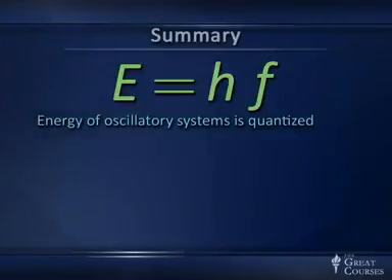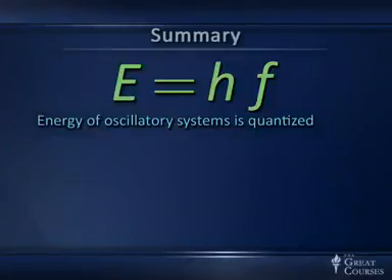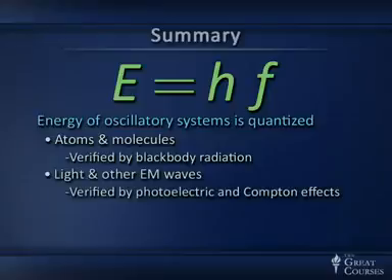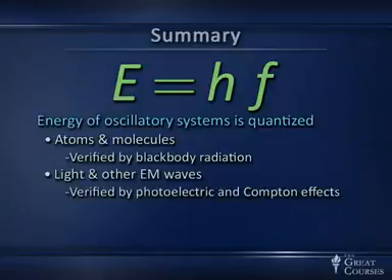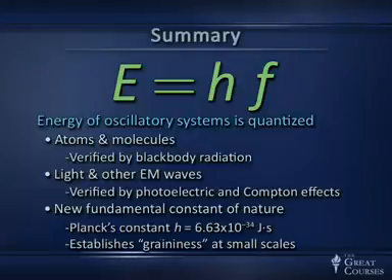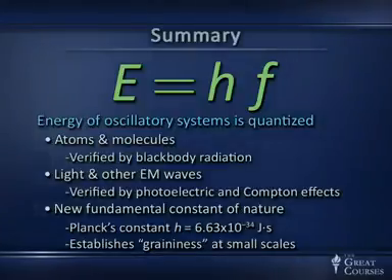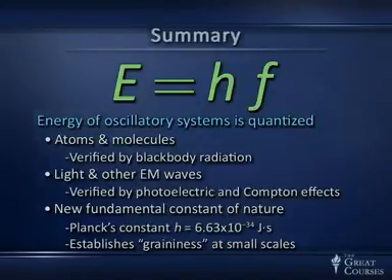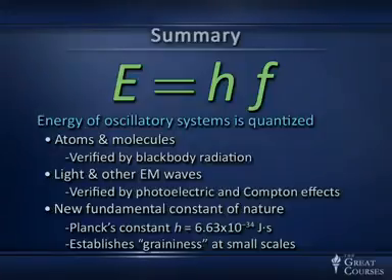But given a frequency of vibration of an electromagnetic wave, you're stuck with a minimum amount of energy you can have. Atoms and molecules, that's verified by blackbody radiation, the radiation from hot glowing objects. Light and other electromagnetic waves, it's verified by the photoelectric and Compton effects. And we have inherent here a very new fundamental constant of nature, Planck's constant h, 6.63 times 10 to the minus 34 joule seconds. A way of thinking of Planck's constant is it's establishing for us a kind of graininess of nature at the smallest scales. Nature is not continuous, but has a discreteness at the smallest scales, a graininess, and that's what quantization is all about.